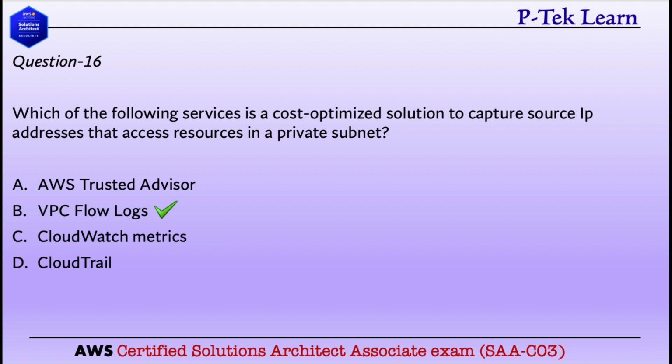Let's see the other two options here. Option C, CloudWatch metrics. This is mainly used for performance metrics and cannot provide the source IP addresses. Option D, CloudTrail. CloudTrail is to enable governance, compliance, operational auditing and risk auditing of our AWS account. With CloudTrail, we can log, continuously monitor and retain account activity related to actions across our AWS infrastructure. This is a very expensive service in AWS to monitor our services. So the right option is B, VPC flow logs.